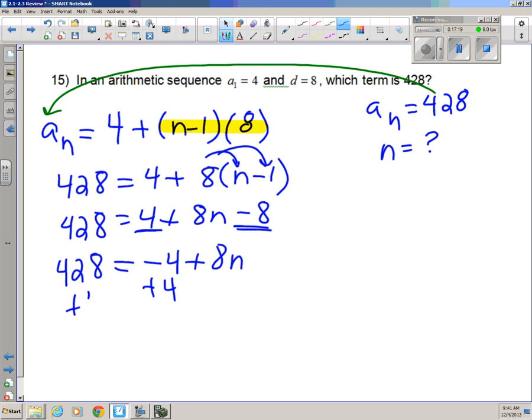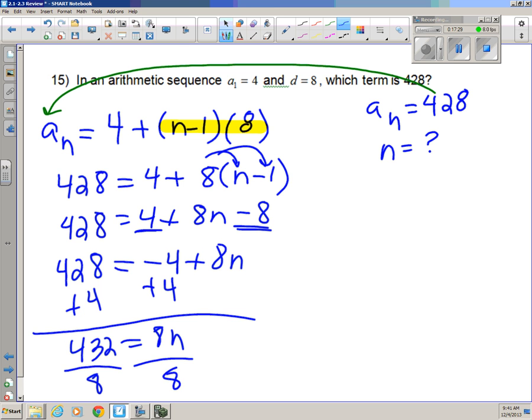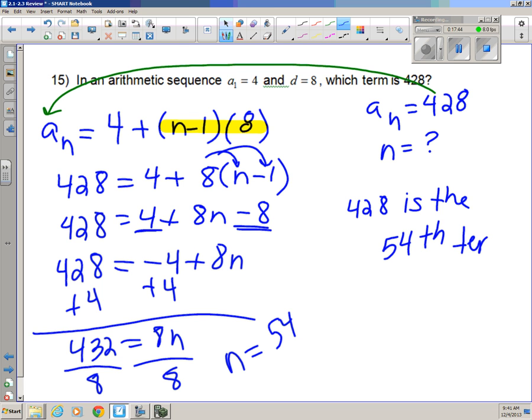I can add 4 to both sides. And I can say here that I get 432 equals 8n. Divide both sides by 8. And n comes out to be 54. So what does that mean? It means that 428 is the 54th term. And essentially all that they really want is this answer.